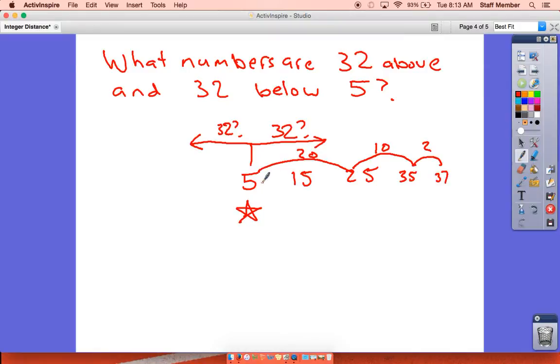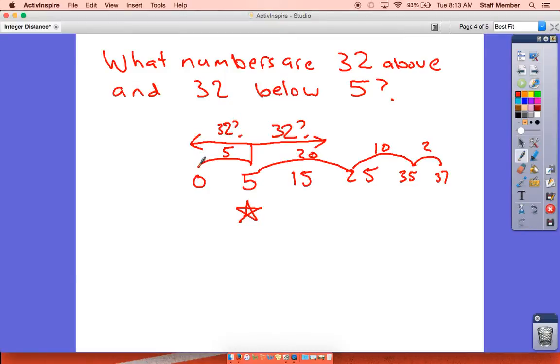So basically we're saying if we start at 5 and we go 32 in the positive direction, we'd end up at 37. Now let's go the other way. I've got to go 32 this way. So first I'm going to jump to 0, which would be 5. So we've gone 5 so far, and I need to go 32 total.